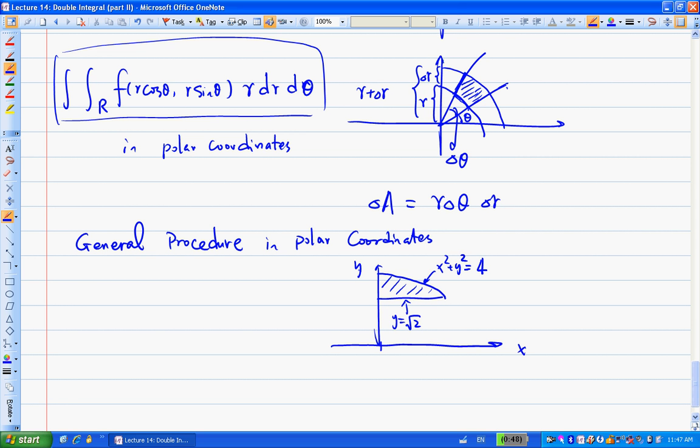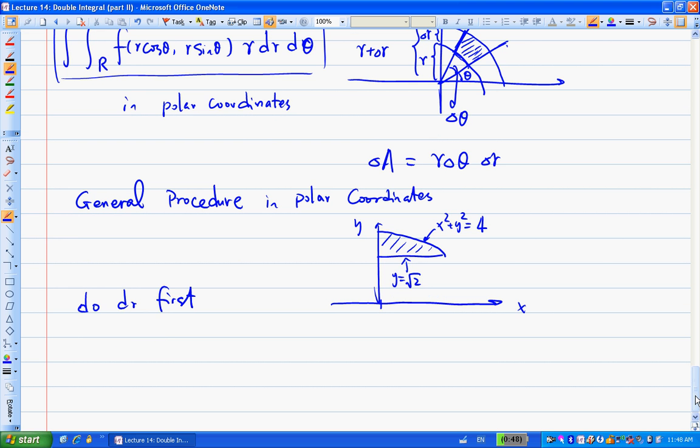When you do polar coordinates, you also determine the order. Usually you do the r first, so usually you do dr first. So if I do dr first, what's the general way of doing this?